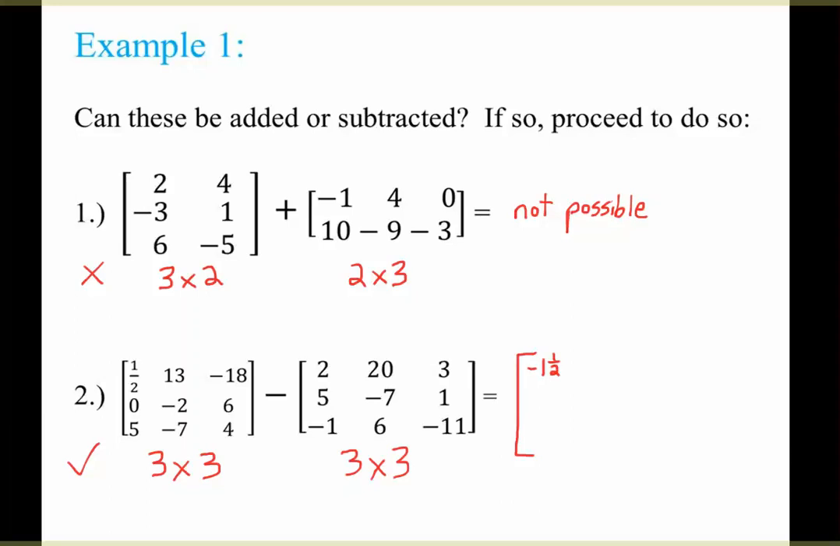All right, top middle, 13 minus 20. That's type 1 subtraction. We're going to get -7 there. Top right, -18 minus 3. It's going to turn into get mugged twice. And you're going to end up with -21. All right, middle left, 0 minus 5. Type 1 subtraction. It's going to give you -5. -2 minus -7. That's type 2, turns into -2 plus 7, and that gives you +5. And then 6 minus 1, that's second grade, also gives you +5.